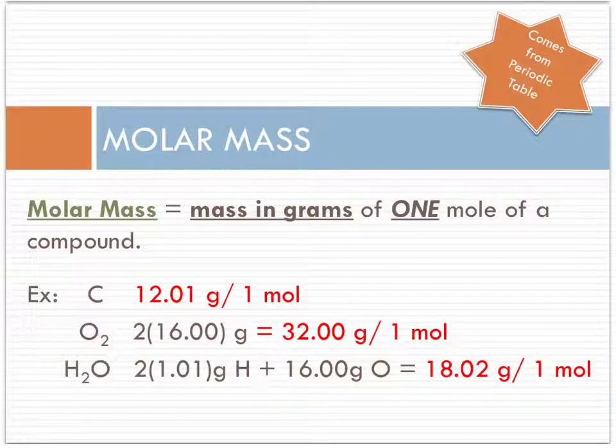In order to complete some of these stoichiometric problems, you need molar mass. Molar mass is the number that we get from the periodic table. It's the mass in grams of 1 mole of a compound. It is expressed to the nearest hundredth, 2 decimal places. Here are some examples.